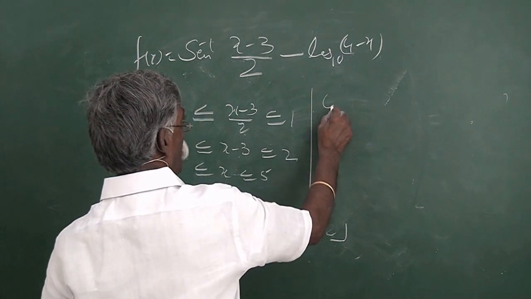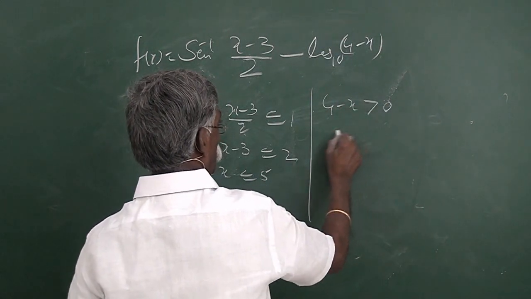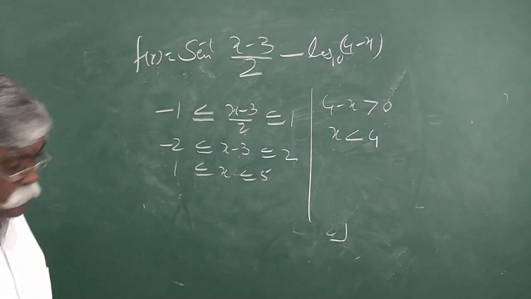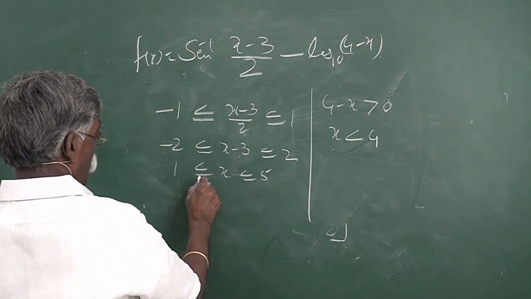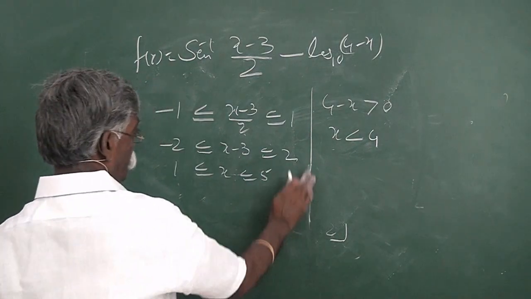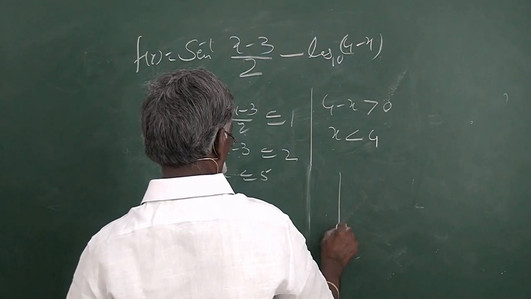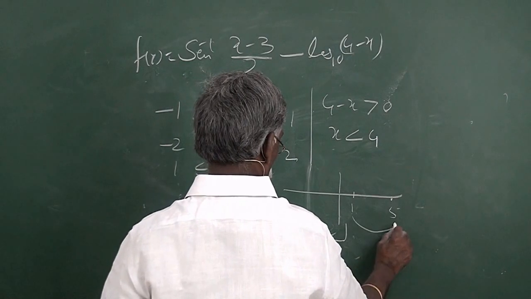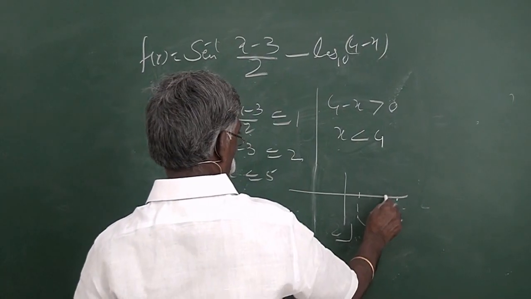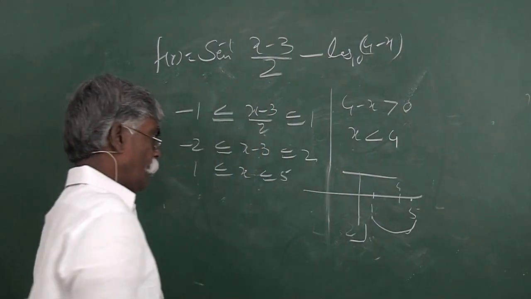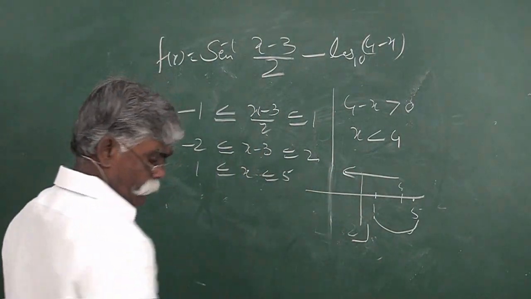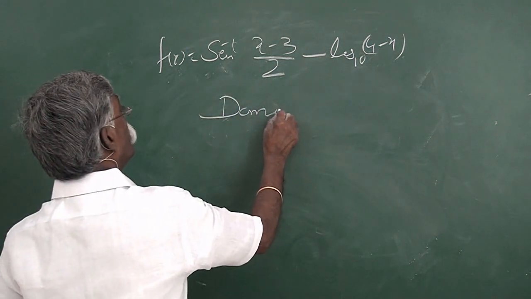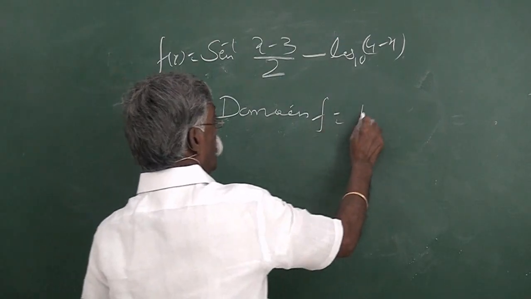And here 4 minus x should be greater than 0. This implies x is less than 4. So therefore, here 1 is less than or equal to x is less than or equal to 5, and here x is less than 4. So suppose if 1 is here and 5 is here, according to this we can take values from here to here, and according to this less than 4. Therefore, domain f is equal to 1, 4.